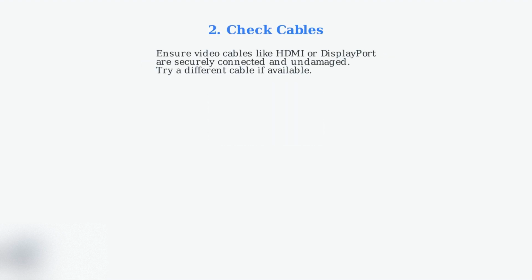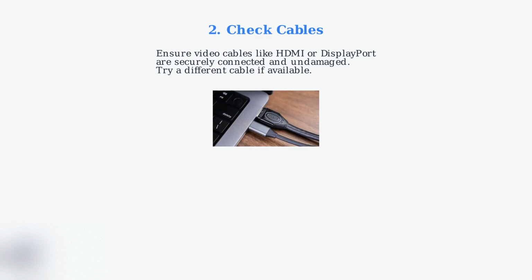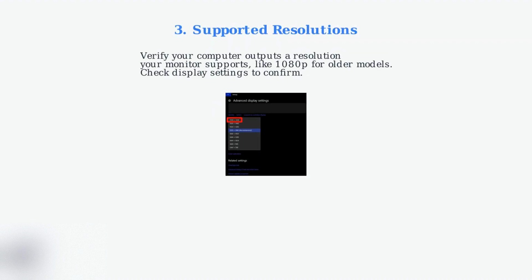Next, check your video cables. Make sure HDMI or DisplayPort cables are firmly connected at both ends and not damaged. If possible, try using a different cable to rule out cable faults. Finally, check supported resolutions. Ensure your computer is set to output a resolution the monitor can handle, such as 1080p for older LG models. Access your display settings to verify and adjust if needed.